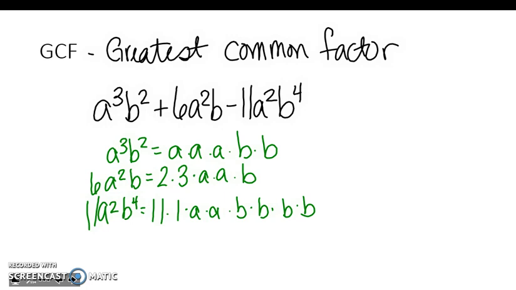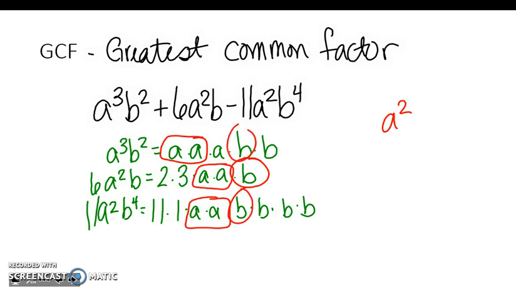So the smallest amount of A's I have are 2 and these 2. And this one also has 2. So A times A is A squared. And since this one only has one B, I can only take one B out as well. So my GCF for this problem is A squared B. It's the highest amount that I can pull out of those.